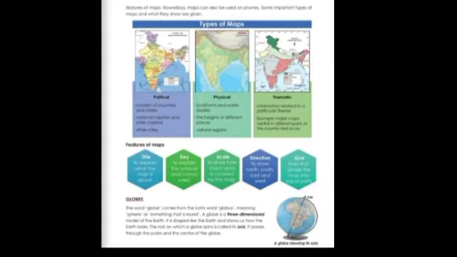Now the second heading is globe. The word globe comes from the Latin word globus meaning sphere or something that is round. A globe is a three-dimensional model of the earth. It is shaped like the earth and shows us how the earth looks.